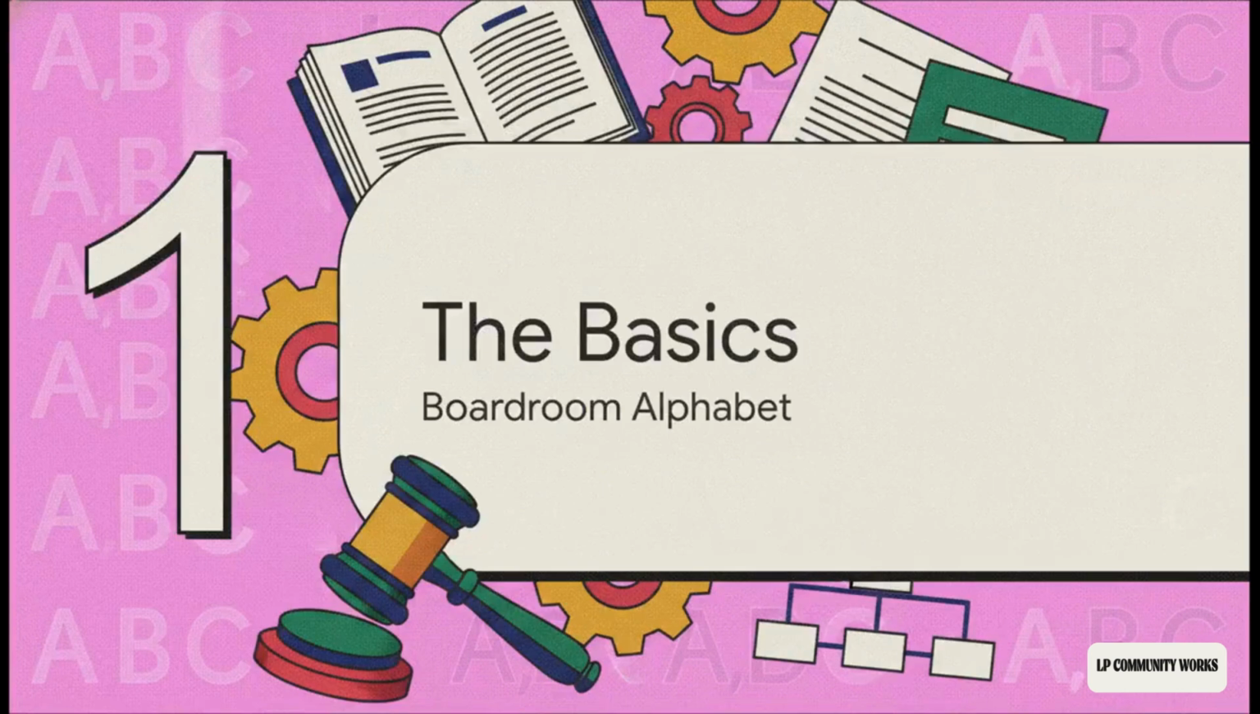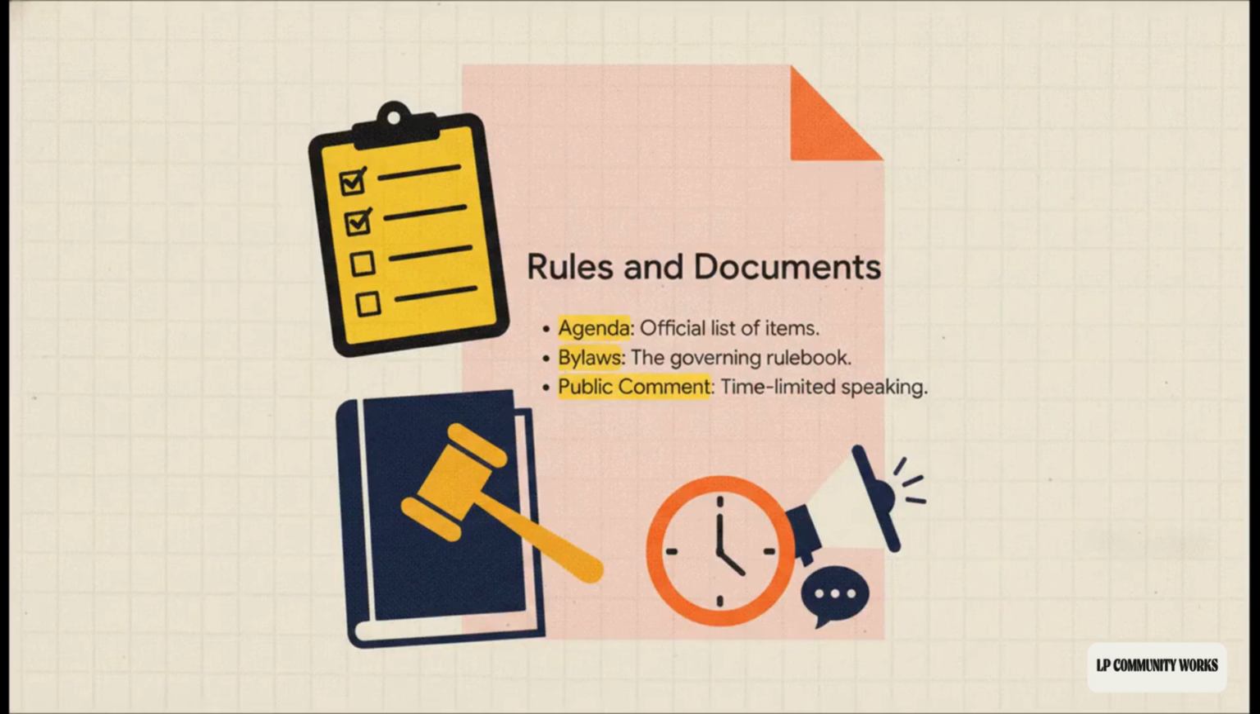Let's dive in. Section 1, the basics, the alphabet of the boardroom. Let's quickly walk through these core elements, because these are the absolute foundational ground rules that govern how an organization operates. First up, the agenda. This is the official list of items up for discussion. And the crucial point here, the agenda acts as a strict boundary. If it's not on here, it generally doesn't get voted on.